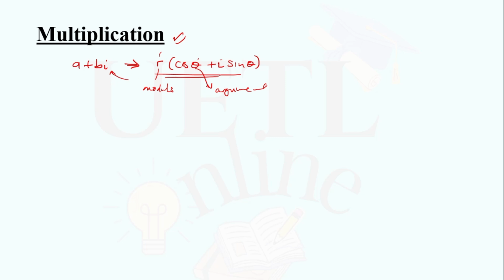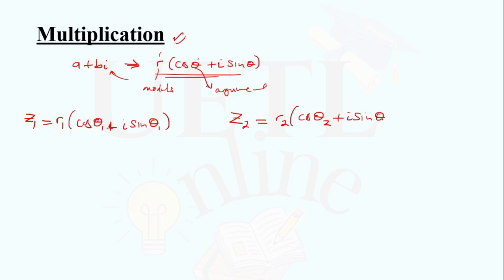Now let's take a look at how we multiply two complex numbers when they are in polar form. Let's say the first one is given by z1 equals r1 (cos theta 1 plus i sin theta 1). This is our first complex number. And let's say we have another complex number, z2, which equals r2 (cos theta 2 plus i sin theta 2). These are our complex numbers.